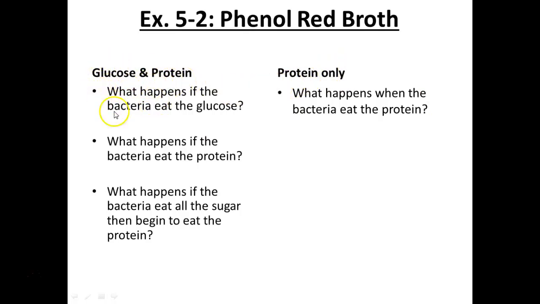So what happens if the bacteria eats the glucose? How do we know it ate the glucose? What's going to happen? It becomes acidic, right? So they produce the acid byproducts and it becomes acidic. How do we know that tube is acidic? It's yellow, right? The pH gets lowered and it gets turned yellow. What happens if the bacteria eats the protein?